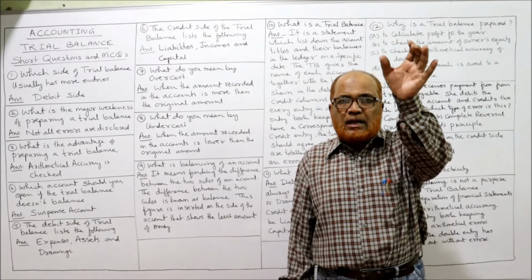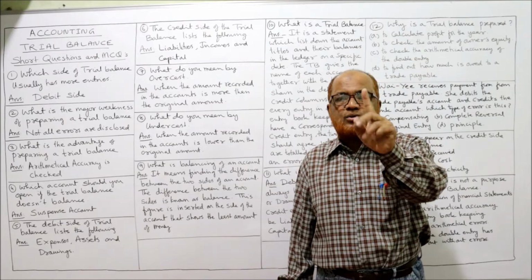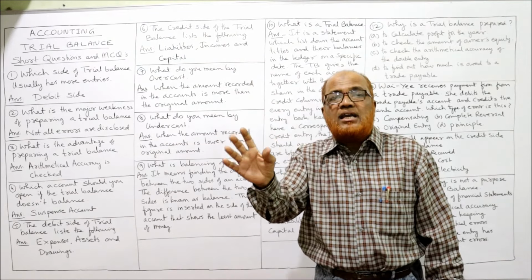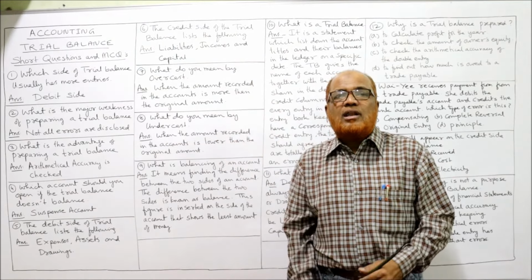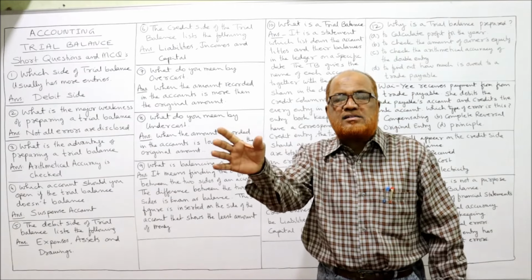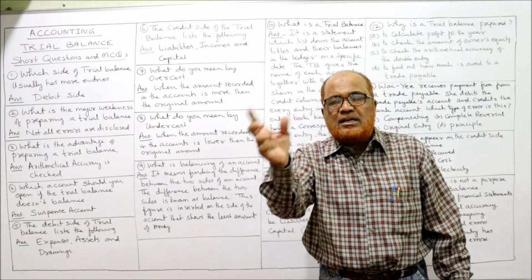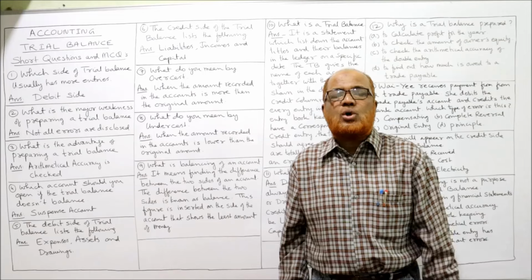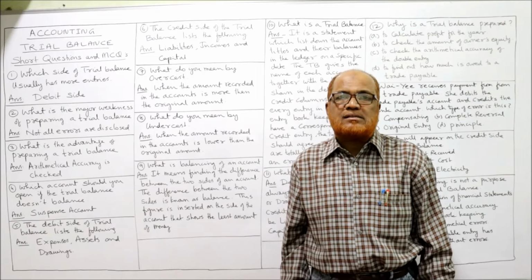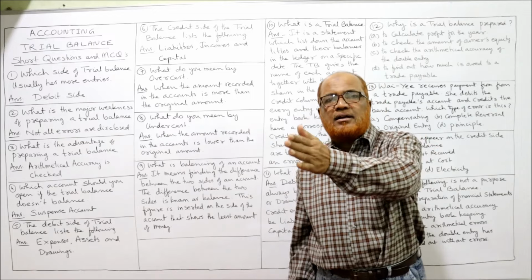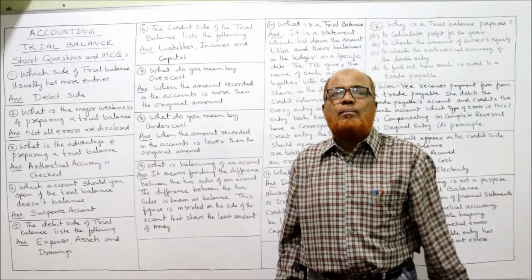Now suppose the debit side total is 1000 and the credit side total is 900. Subtract: 1000 minus 900, so 100 remains. This 100 is called the balance. The difference between the debit total and the credit total is called the balance.